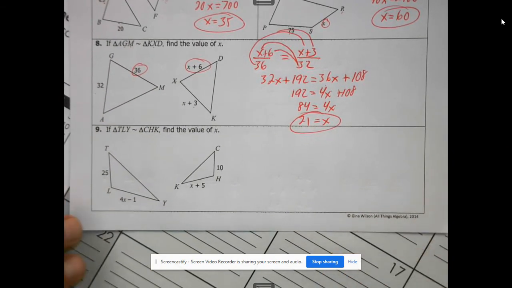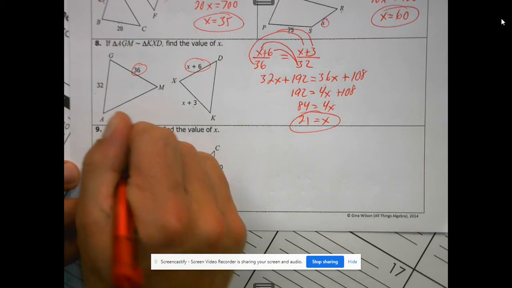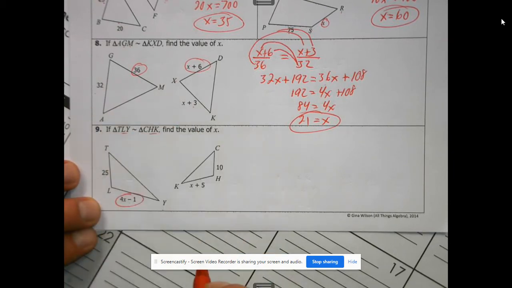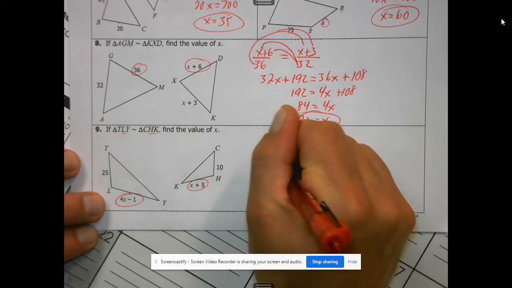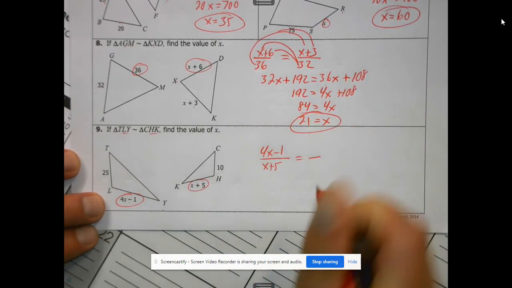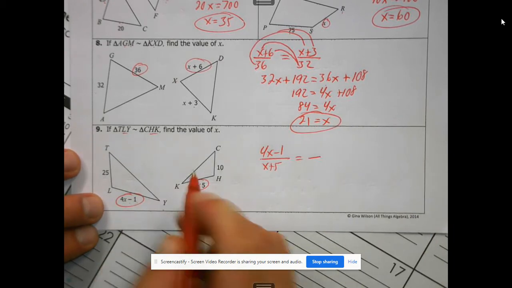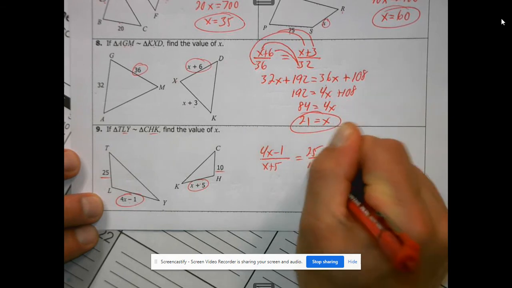Okay, number 9, I find the variable. Let's use this guy right here. So this expression is in between L and Y. L and Y matches with HK. All right, so we got 4x minus 1 over x plus 5. So I went left to right. I've got to go left to right. 25 over 10.